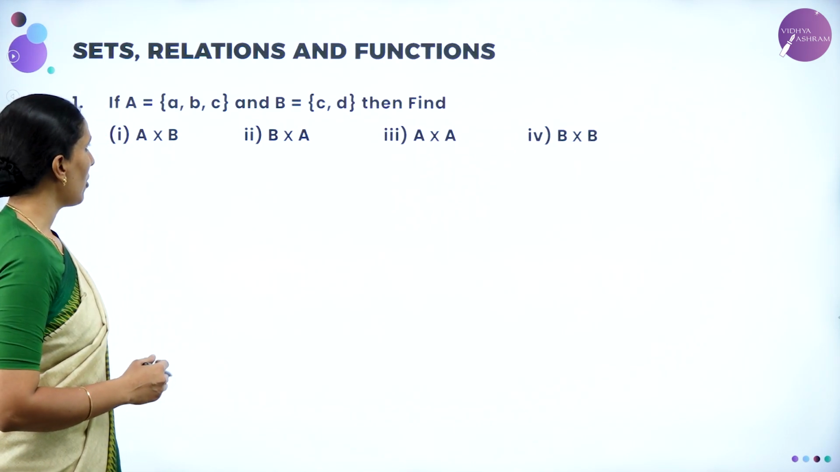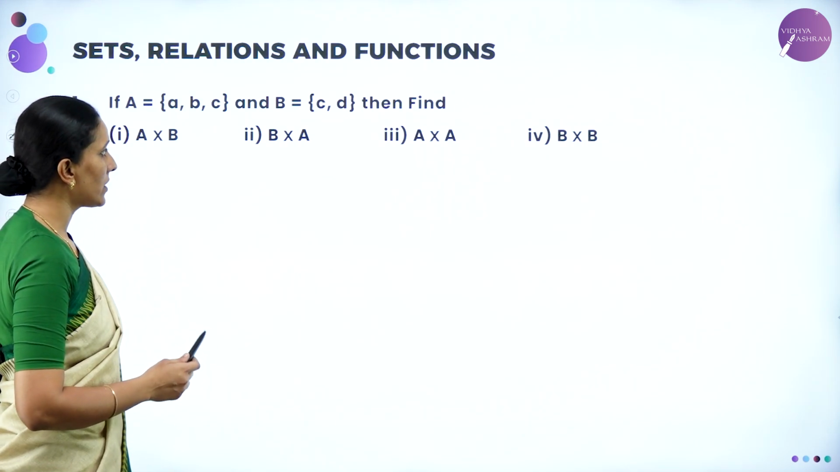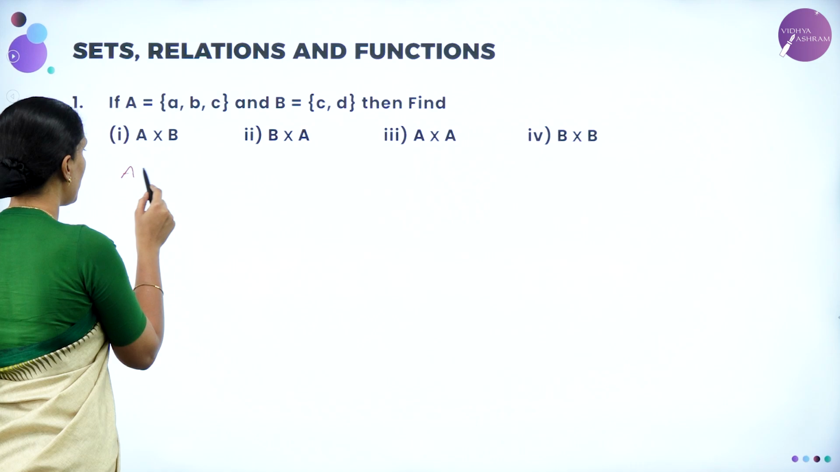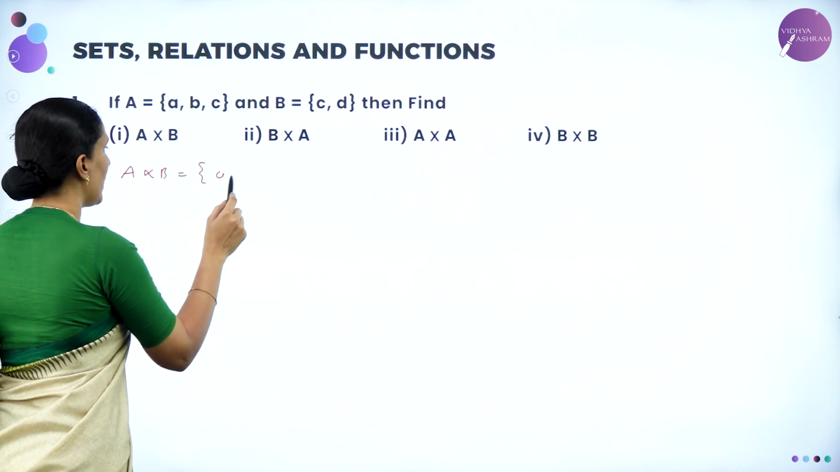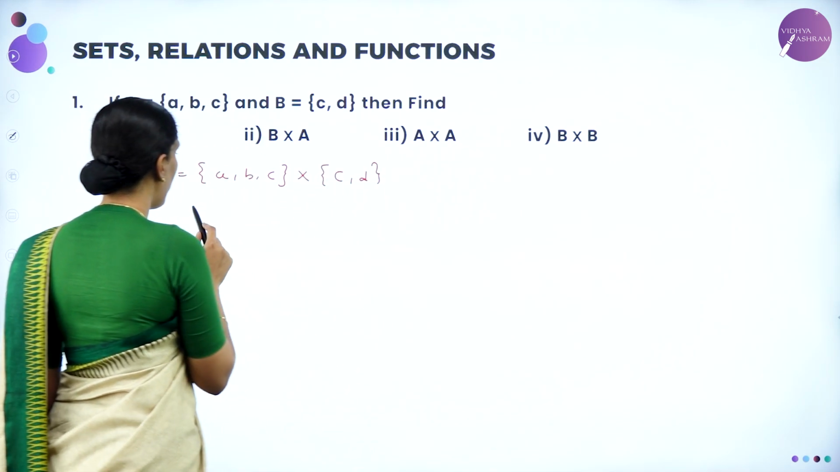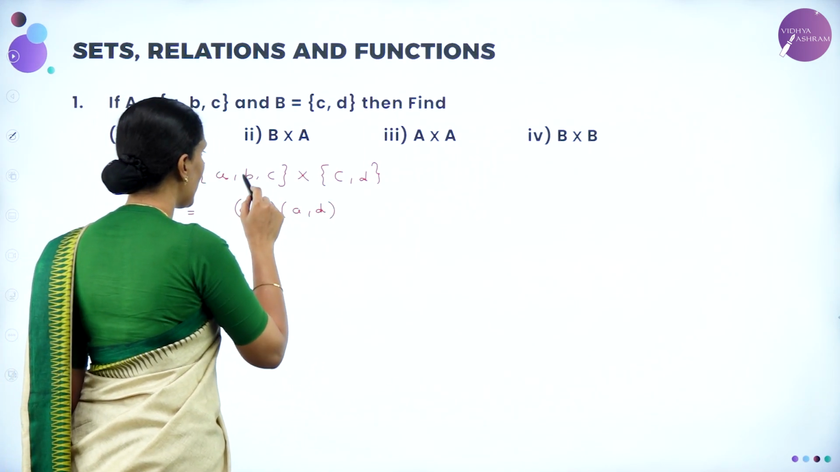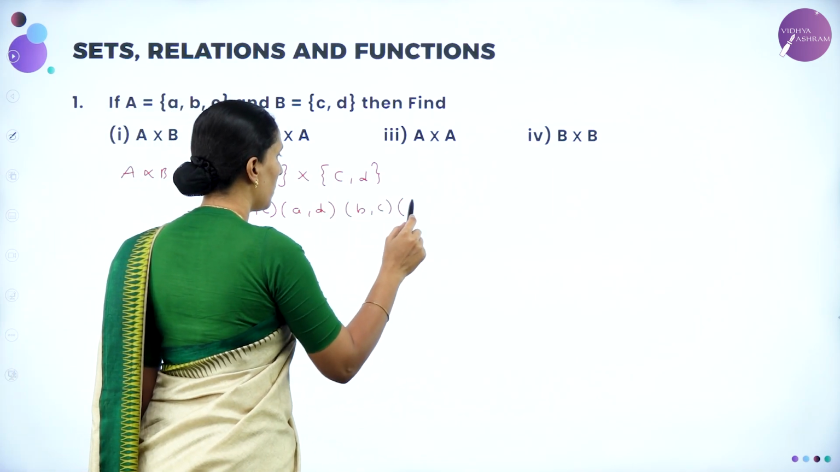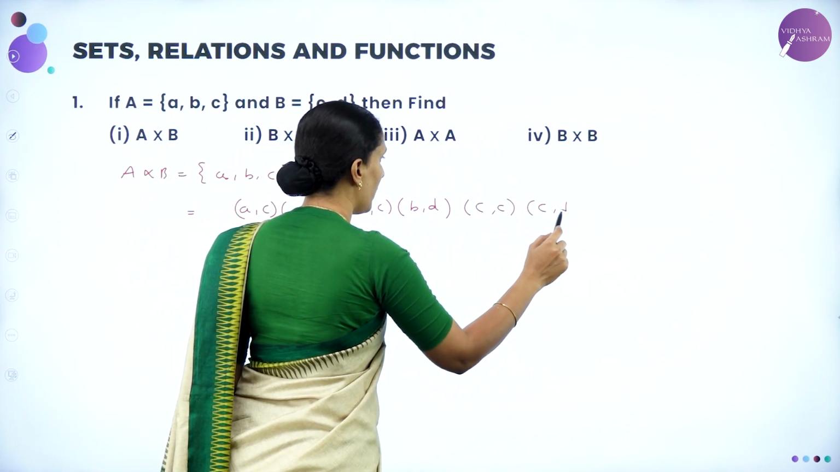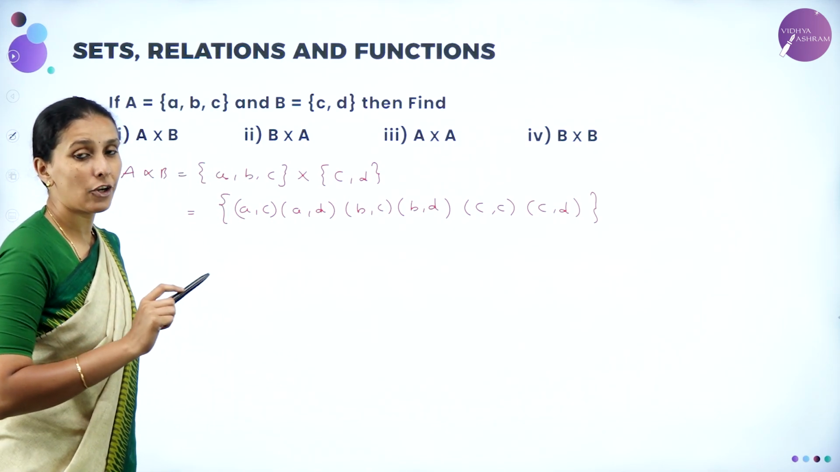Now we have a problem here. If A is equal to {a, b, c} and B is equal to {c, d}, then find A cross B, B cross A, A cross A, and B cross B. First, A cross B: we pair {a, b, c} with {c, d}. So let me pair (a, c), (a, d). Next we pair with another element, (b, c), (b, d). And the other element, (c, c) and (c, d). Again, we enclose this with flower brackets because the Cartesian product is also a set of ordered pairs.